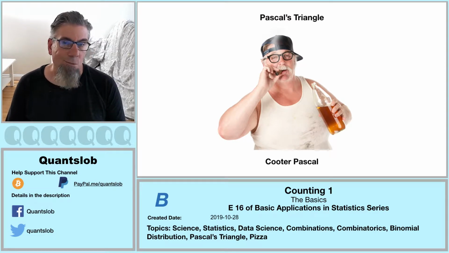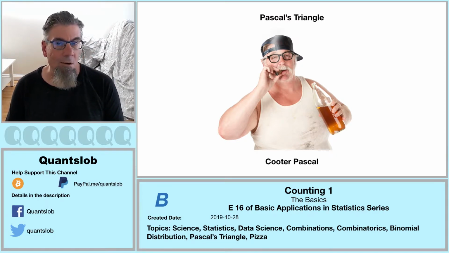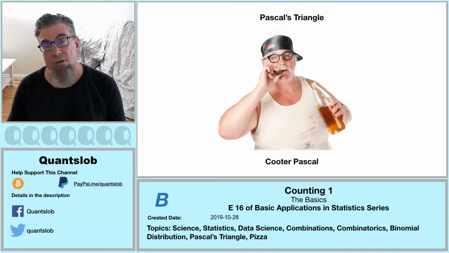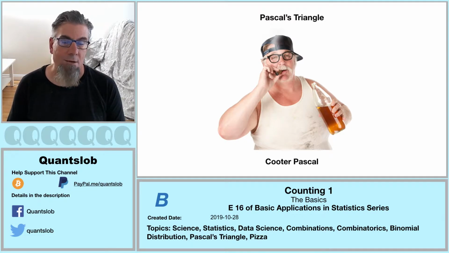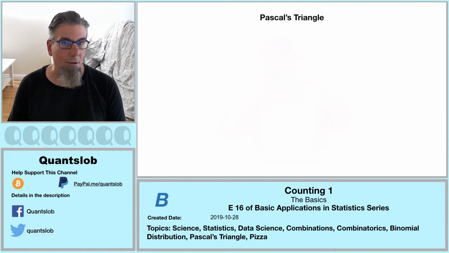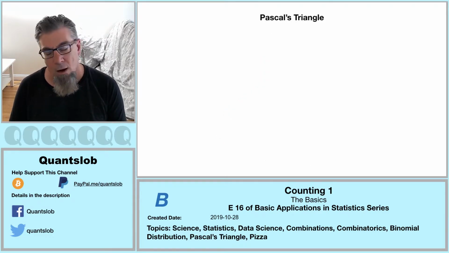I suspect that someone is having a little bit of fun at our expense. Our QuantSlob fact checker is out for the week on vacation, but I am quite certain that Pascal's triangle is named after the great 17th century French mathematician Blaise Pascal and not Cooter Pascal, so I apologize for that.